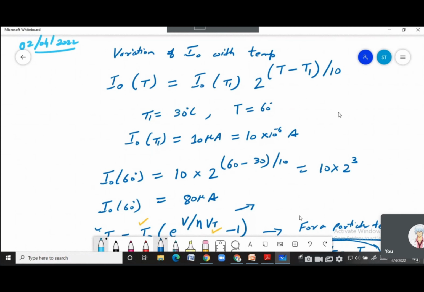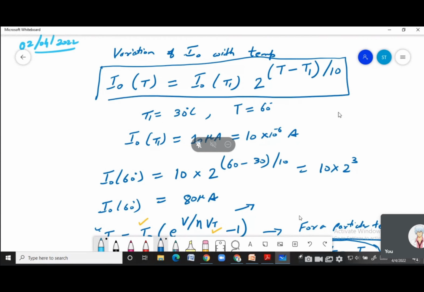So we had a formula like this. Okay, this was the formula that we had used to obtain the reverse saturation current at a particular temperature when we have knowledge about the reverse saturation current at another certain temperature.